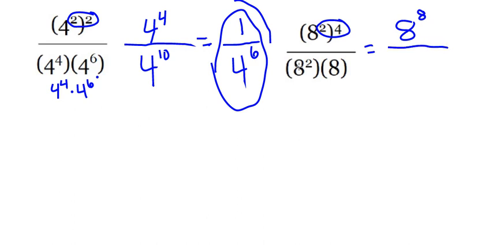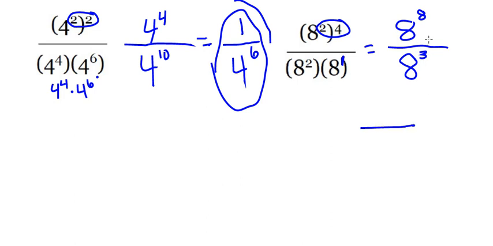Then here, this is 8 squared times 8. And anytime you have a plain old number there, you want to add the 1. Otherwise, you're going to forget that when you multiply these, this isn't just 8 squared, it's actually 8 to the power of 2 plus 1, so it's 8 to the power of 3.